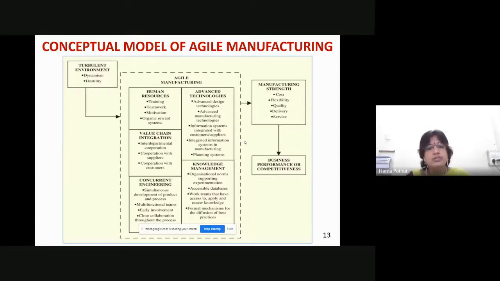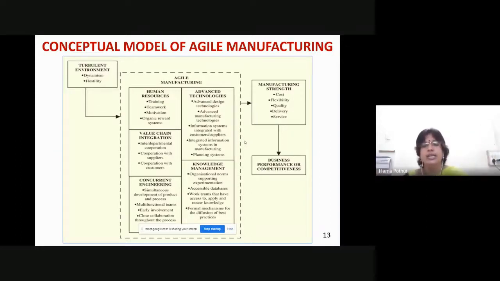Whereas when it comes to the external sources which affect Agile Manufacturing, one, on the right-hand side, is the turbulent environment. The outside market is highly dynamic. Day by day, it's changing. We need to incorporate that dynamism in Agile Manufacturing. And hostility: you need to conduct a few surveys, a few interviews with the suppliers, and a few interviews with the customers, so that continuous feedback sessions will stabilize this turbulent environment.